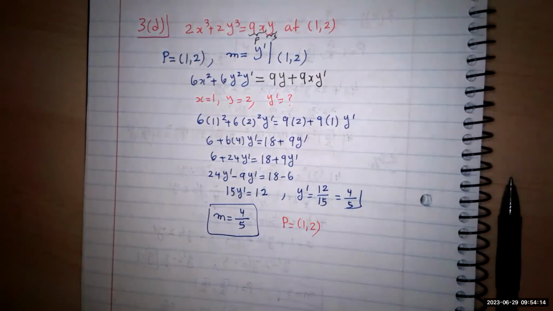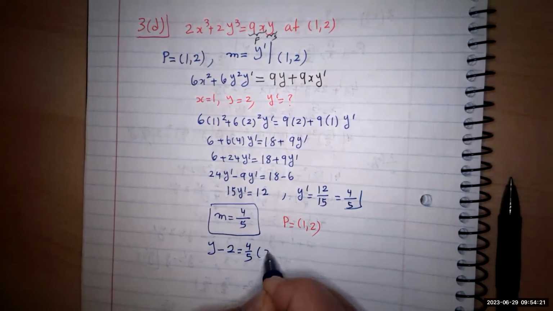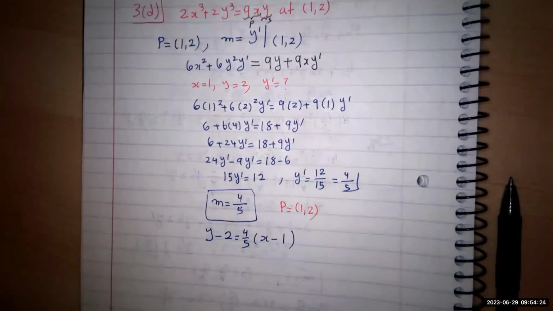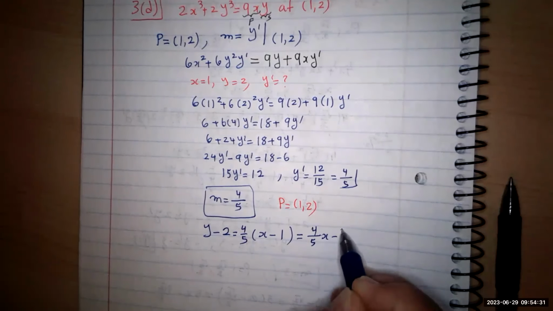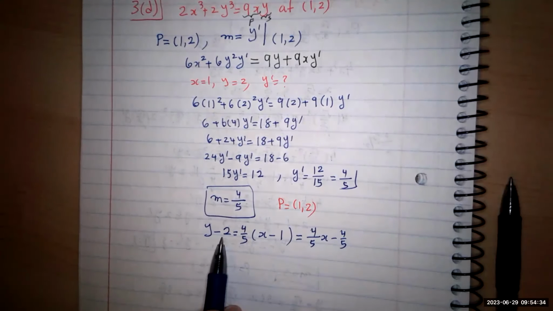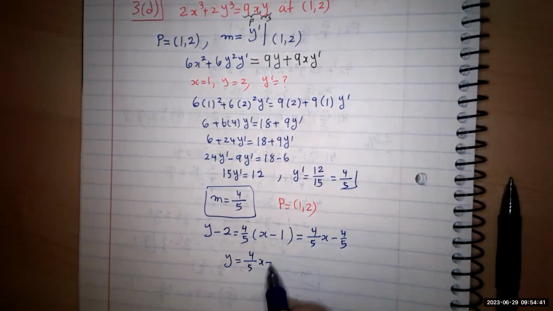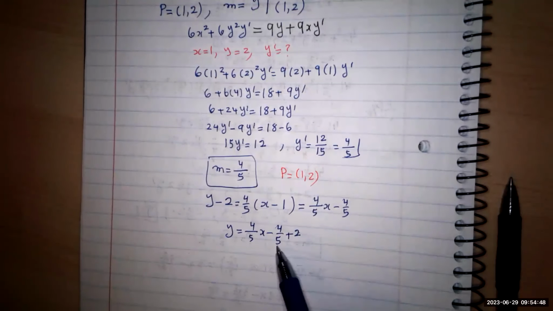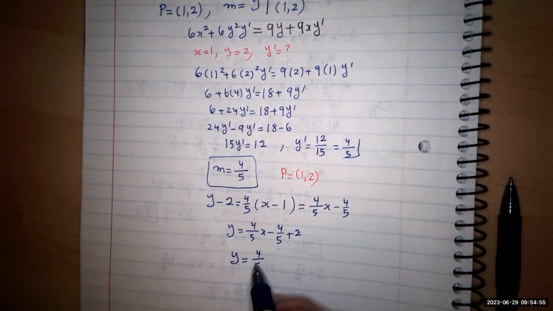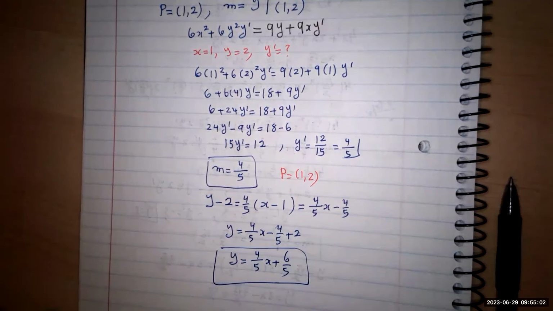So equation of a tangent line: y minus y1, y minus 2, equals the slope 4/5 times x minus x1, which is 1. Of course, you have to simplify it. You multiply the 4/5 inside, 4/5 of x minus 4/5, and you add the 2. So y equals 4/5 of x minus 4/5 plus 2. 2 times 5 is 10. Negative 4 plus 10 would be positive 6. So it's going to be 4/5 of x plus 6/5. The final answer: equation of a tangent line.